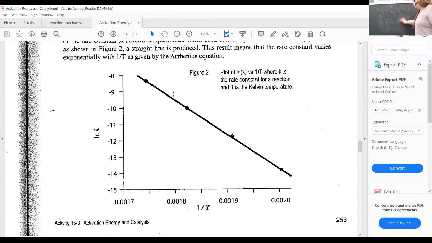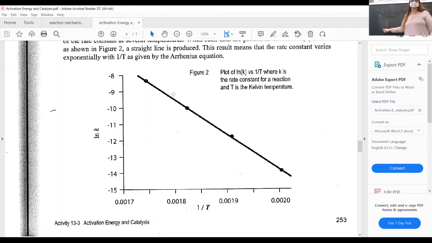So what does that make what I have in the box here? The negative EA over R. What is that? That's the slope. Now, when we were looking at our graphs that told us what order it was, we could just look really easily and find the rate constant because the slope was either the rate constant or the negative of the rate constant.